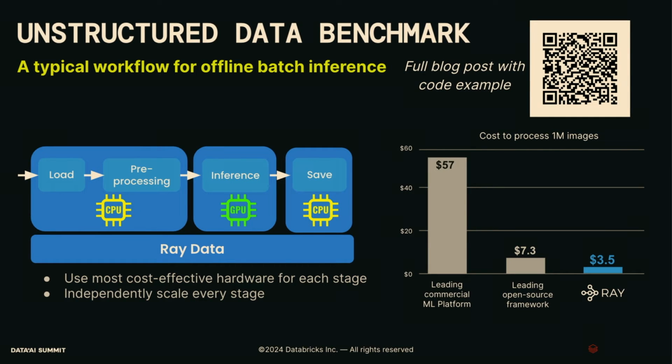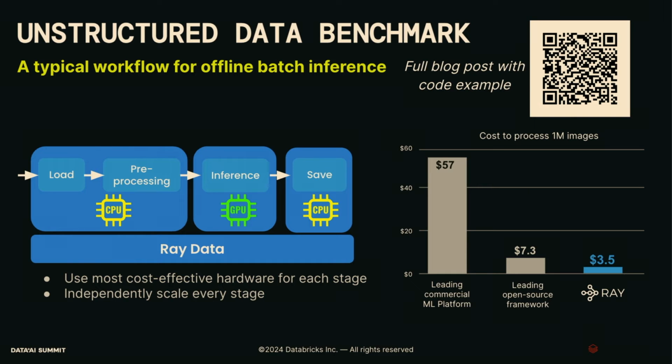Here's a benchmark for unstructured data, which is a typical workflow for how to do offline batch inference. On top of Ray Data, users write their applications. The first step is loading the data from cloud storage and doing data preprocessing, such as resizing or recropping images, or cleaning some text. This is all done on CPU cores. After that, the data moves to the GPU to do the model inference. And after getting the inference results, the data will be written out, either in the cloud or on a local file system, to save in storage.